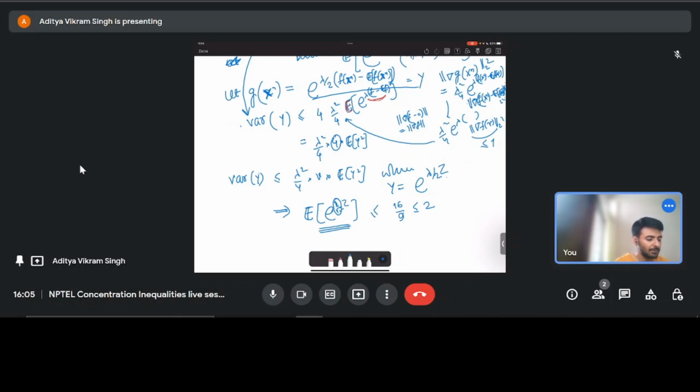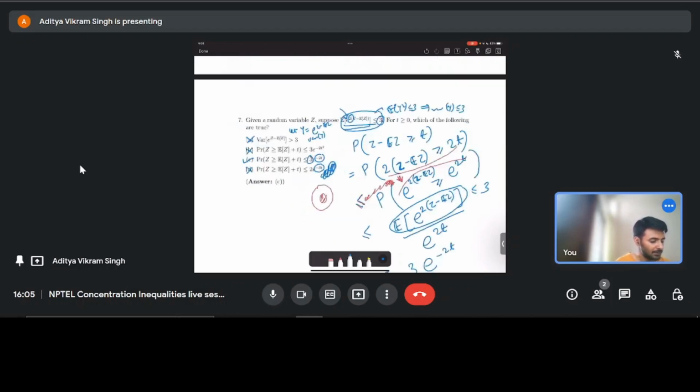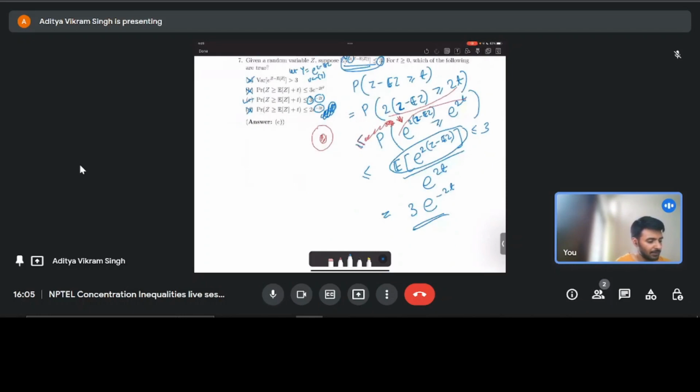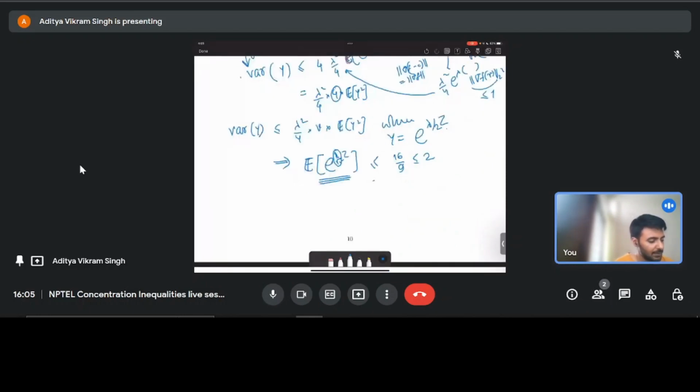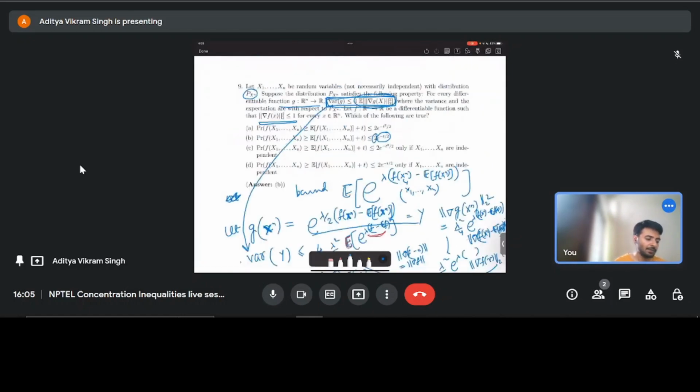Similar to what we had here, this was less than or equal to 3, so we had this 3 and then e power minus 2d, which came from this V thing here. So this option B is correct. You have basically an exponentially decaying tail. Option A is like sub Gaussian.